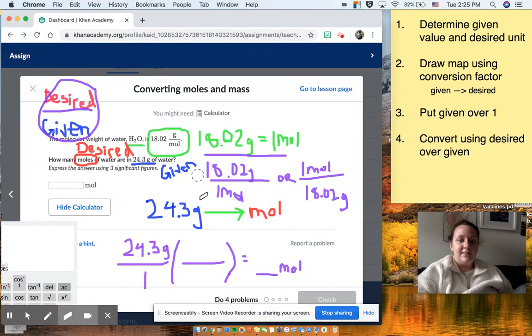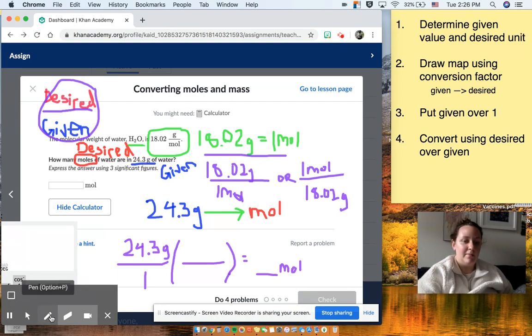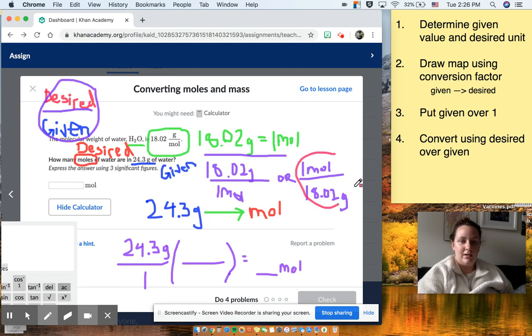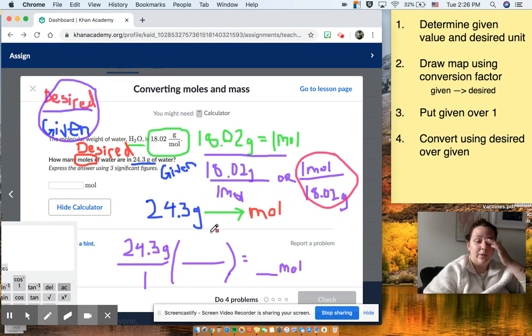So we need our desired unit over our given unit. Remember, our desired is moles, our given is grams. So we want the one that has moles on top and grams on the bottom. And to me, it seems pretty clear that that's going to end up being this one. So that's the one that we're going to plug in as our conversion factor to ultimately get from grams to moles. So I'm going to plug that in here. 1 mole over 18.02 grams.